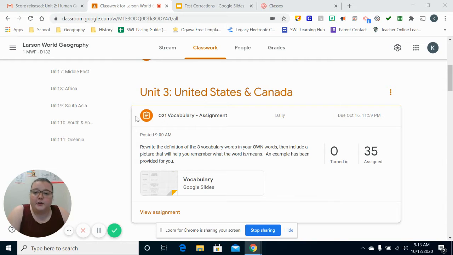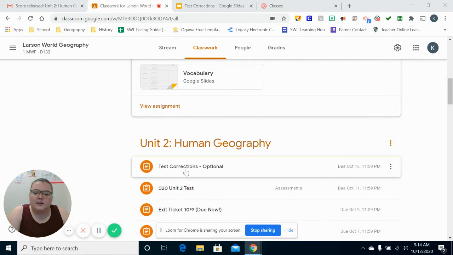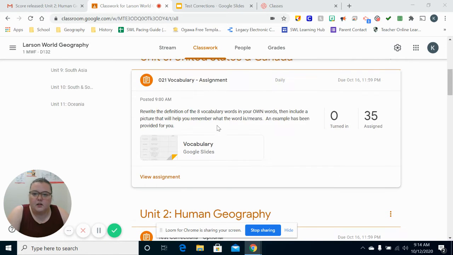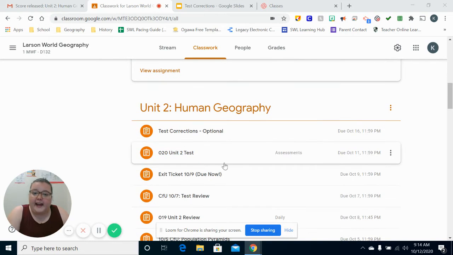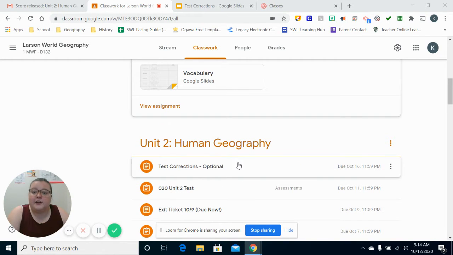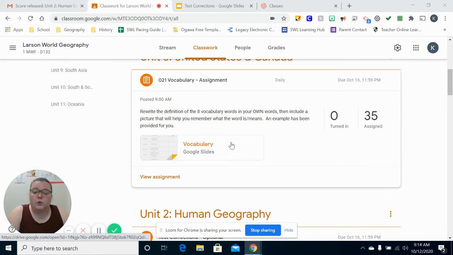So our Assignment 21 is going to be our vocabulary. You can see here it is listed as an assignment in case we get confused. It's going to say optional or exit ticket. Exit tickets are required, and they are due that day. This is how I'm marking you present in case we're not turning in assignments on those days, okay? But don't worry about any of that today.